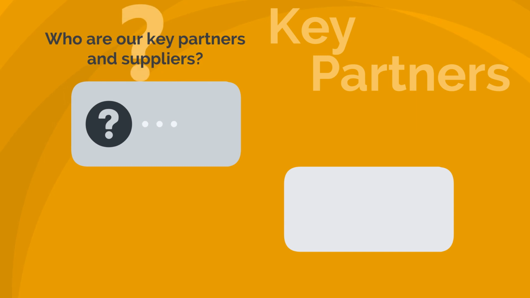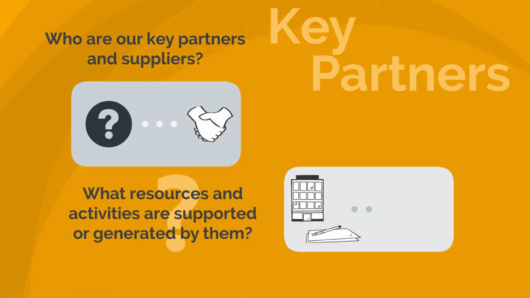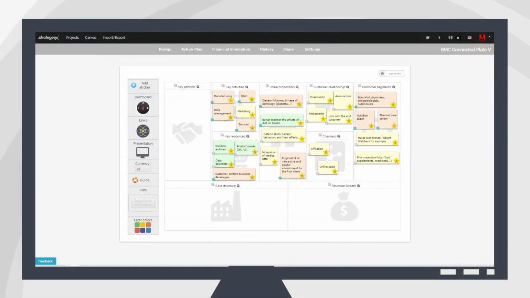In terms of key partners, the questions to ask are: who are our key partners and suppliers? What resources and activities are supported or generated by them? We will then be able to describe the network of partners and suppliers to make the model work.